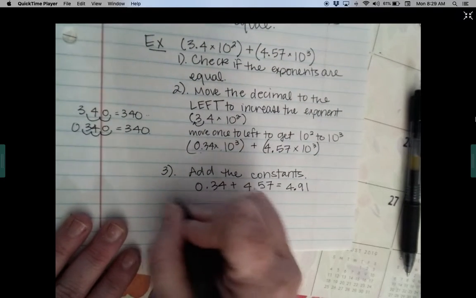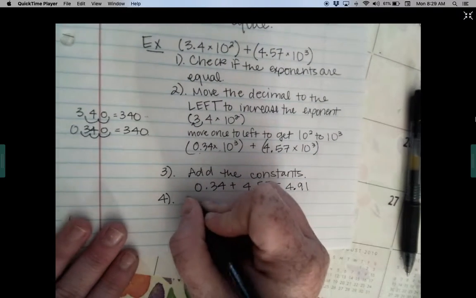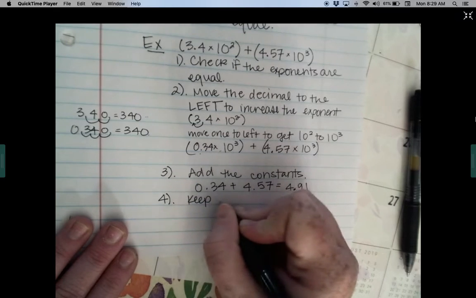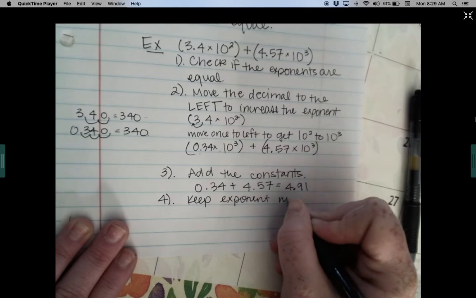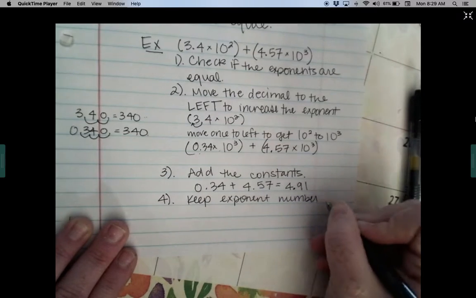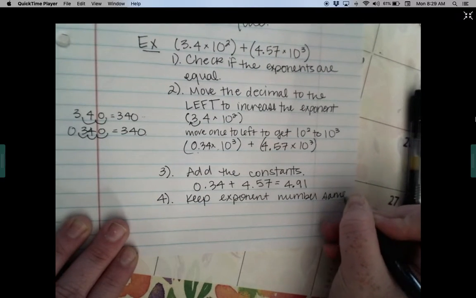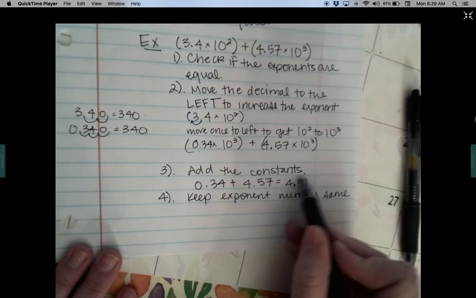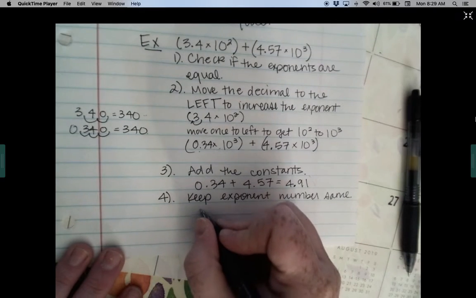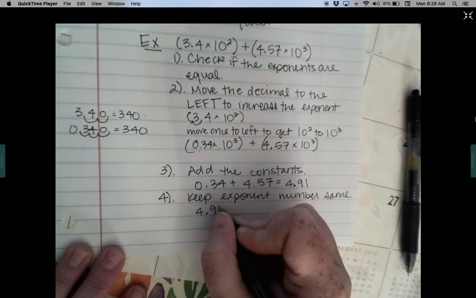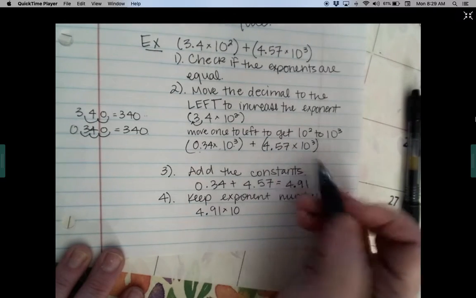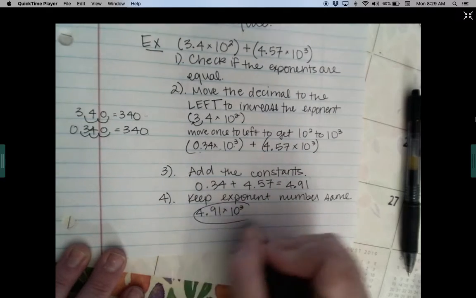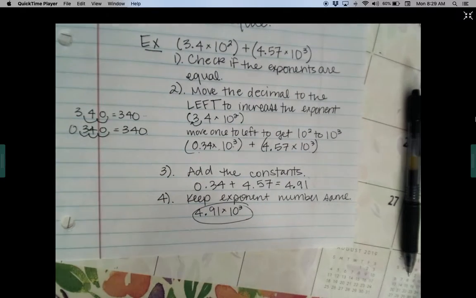And the last step is keep the exponent number the same. So our answer is, we're going to take this number 4.91 times 10 to the third. So we keep it the same from step 2 when we changed it.